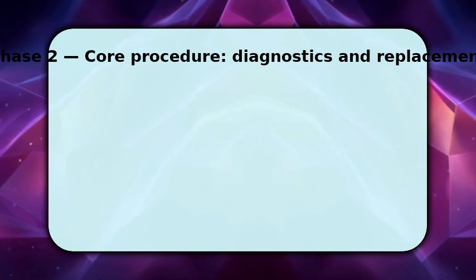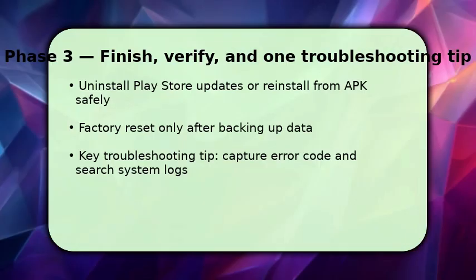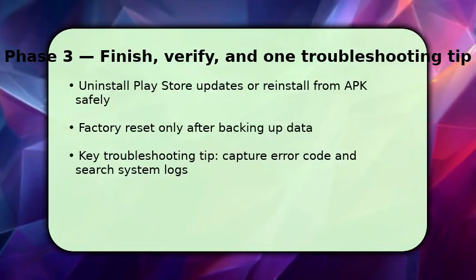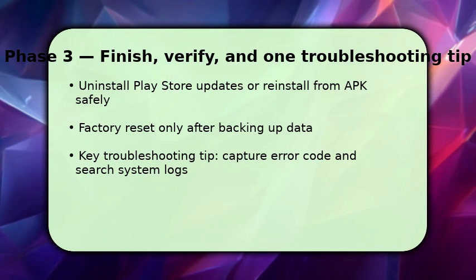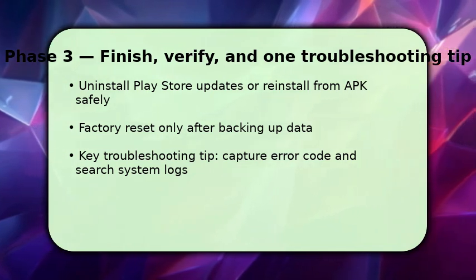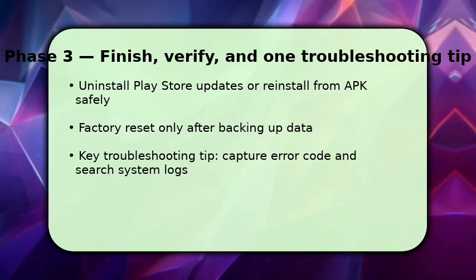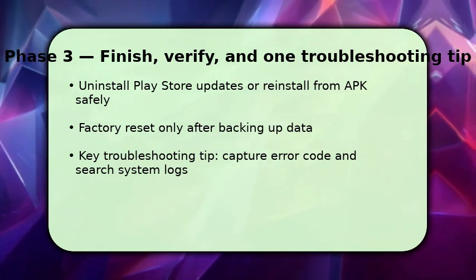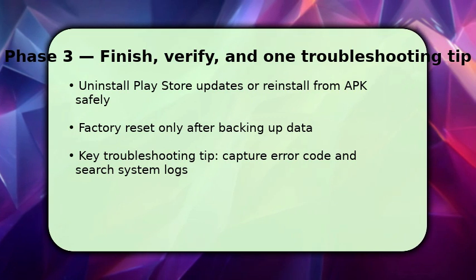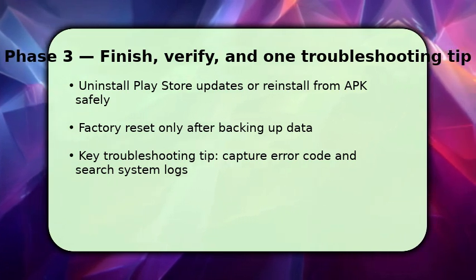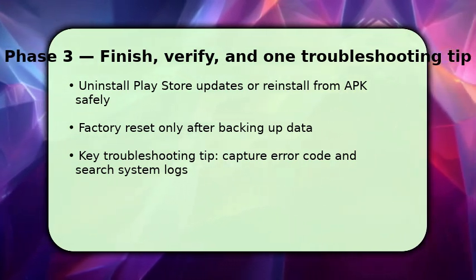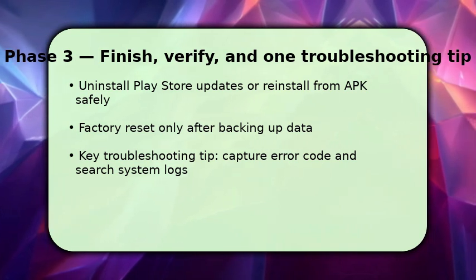For stubborn problems, you proceed with advanced resets. Uninstall Play Store updates to revert to factory app, or sideload a verified latest APK if necessary. This corrects corrupted modern clients. If issues persist across accounts and networks, back up your data and perform a factory reset as a last resort because it removes deep system-level corruption.